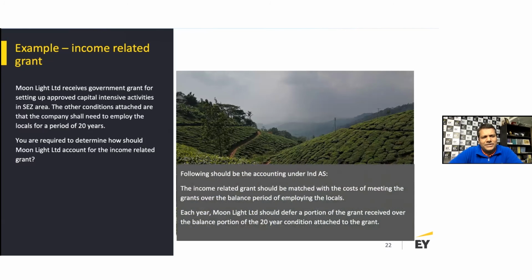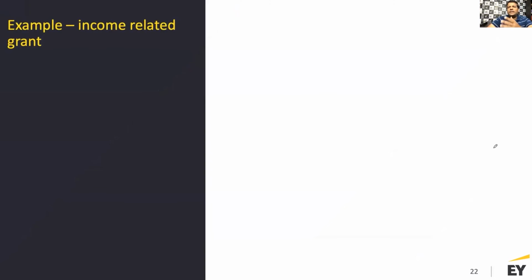And many times the question is, how do I treat this? Is this an income grant? Is it a capital grant? Should I reduce it from the balance sheet itself, or use a nominal value? What do I do? So there are some areas of judgment here. Okay. All right. Let's look at another example.